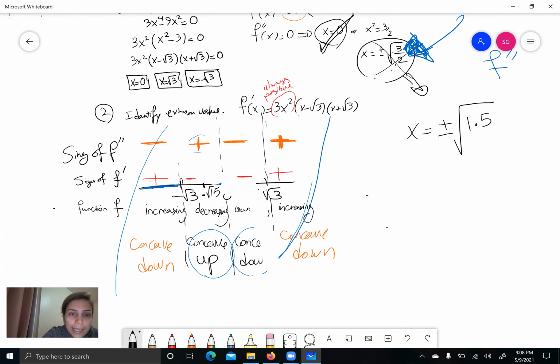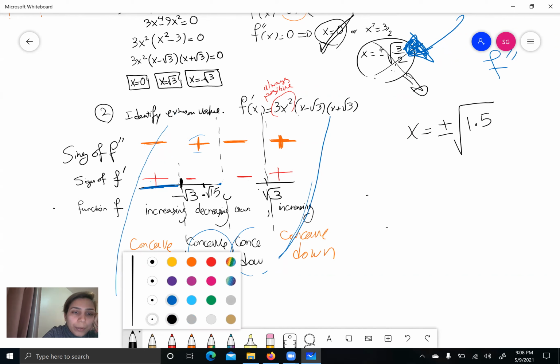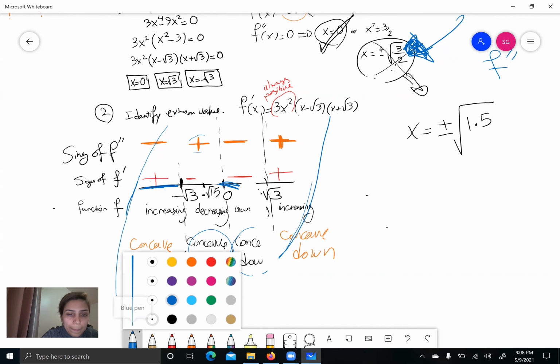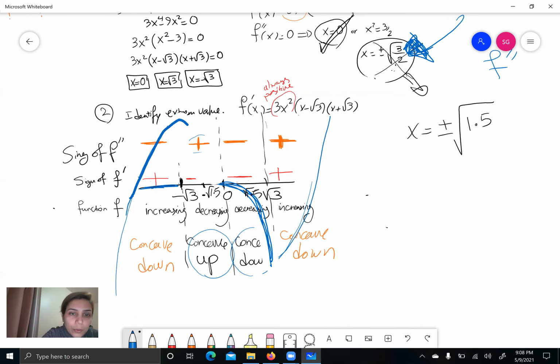So at negative 3, look, it changed the increasing, decreasing. So the graph goes up because it's increasing. Look. So the graph is going up and then it's going down because at negative square root of 3, the first derivative changed the sign. So the function is increasing, and then it changed to decreasing.